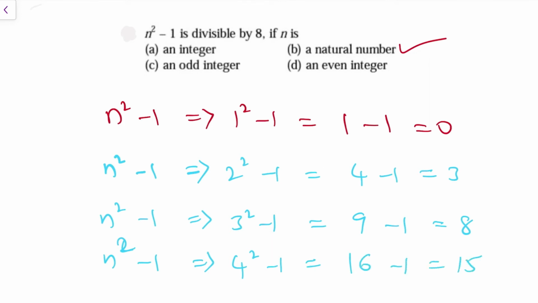Now if we observe these results, we can reach one conclusion. First 0 we got, then 3 we got. Obviously remainder 3 means it is not at all divisible by 8, so no use. Next one we got 8. 8 is divisible by 8. Next one, 15. 15 is not at all divisible by 8. So now from this, is there any chance to decide something?